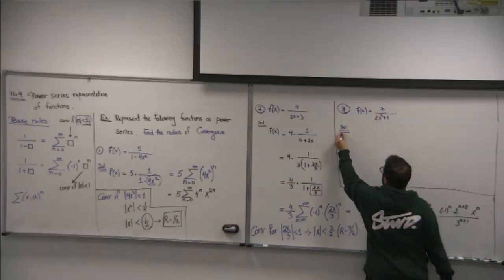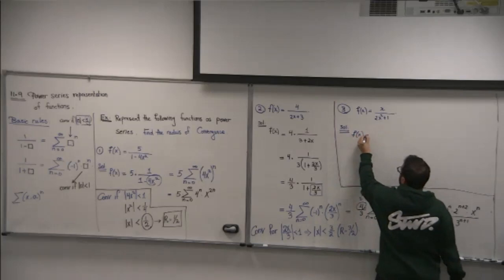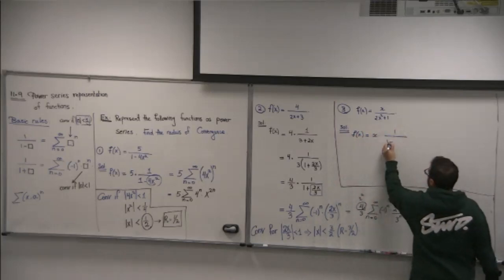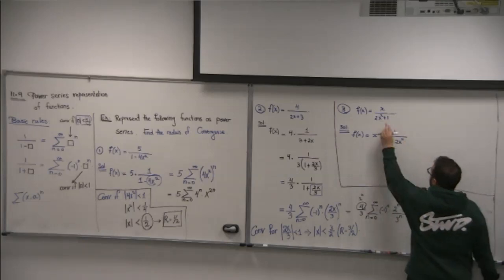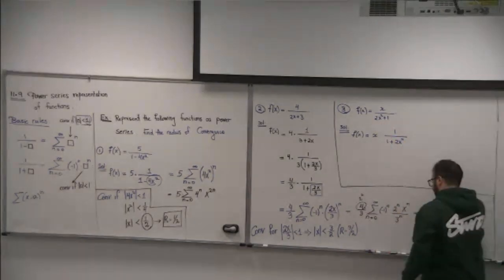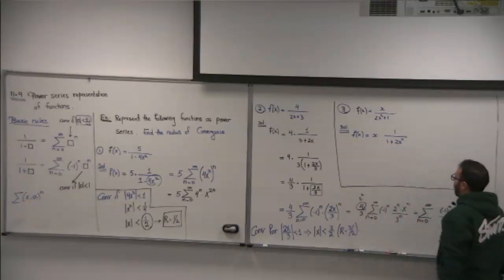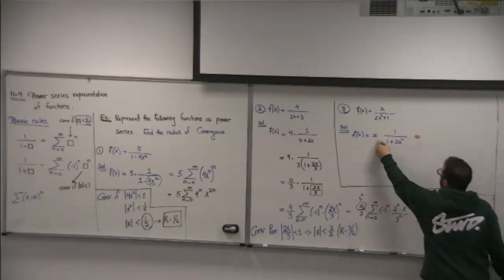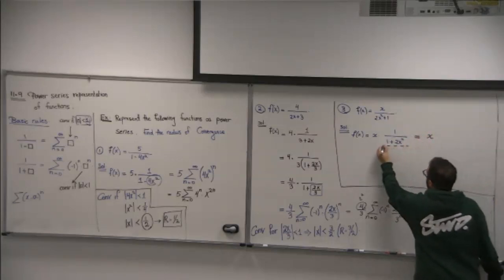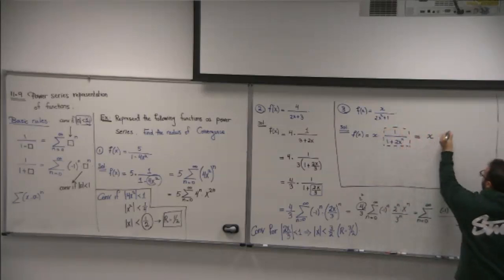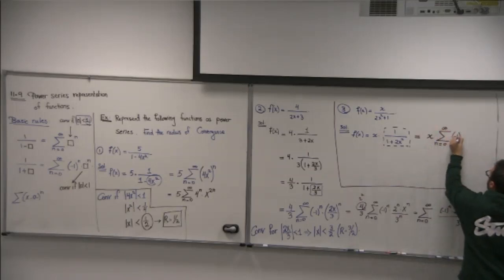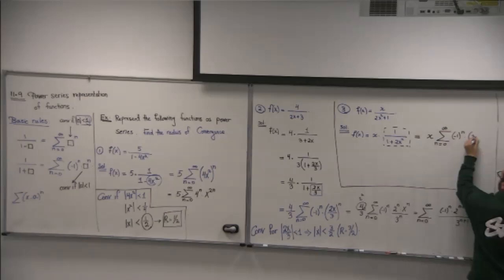So solution. So f of x equals, take the x out, becomes 1 over. You write this as 1 plus 2x squared. I just reverse the order of addition. Done. I'm done. 1 over 1 plus something. So the x stays out. That guy is minus 1 power n, 2x squared power n.